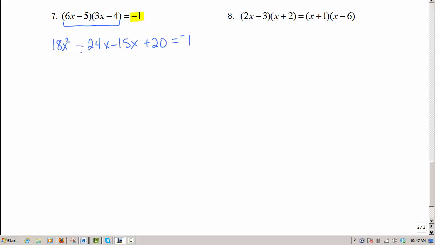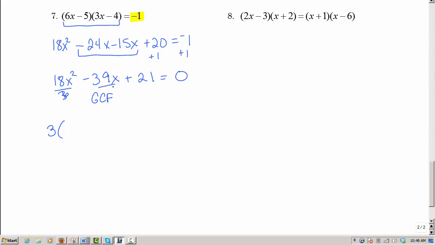Oops, that's a -1. I put those together and I have 18x squared minus 39x, and then I'm going to add 1 to both sides and I get a positive 21 equals that very, very important 0. Now you're going, oh, those numbers are so big. Yes, they are, but they have a GCF. What is that GCF? 3. So if I divide all of these by 3, that's going to give me 6x squared minus 13x plus 7 equals 0. So now we need to factor that trinomial.